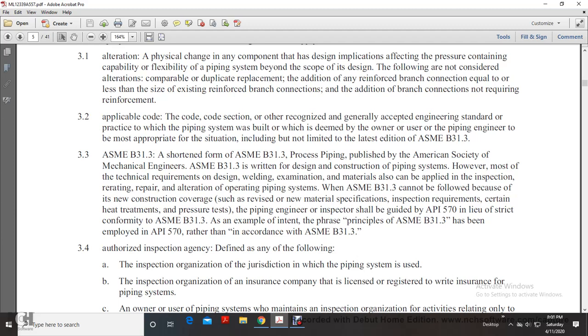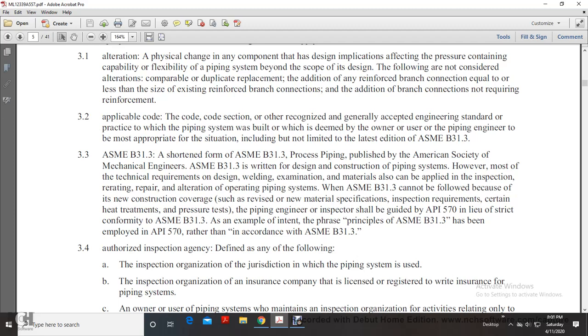ASME B31.3 was written for the design and construction of piping systems. However, most of the technical requirements for design, welding, examination, and materials can also be applied to the inspection, retesting, re-rating, repair, and alteration of operating piping. ASME B31.3 cannot be applied strictly because of its new construction coverage, such as new material specifications, inspection requirements, certain heat treatments, and pressure tests. The piping engineer or inspector should be guided by API 570 in lieu of strict conformity.